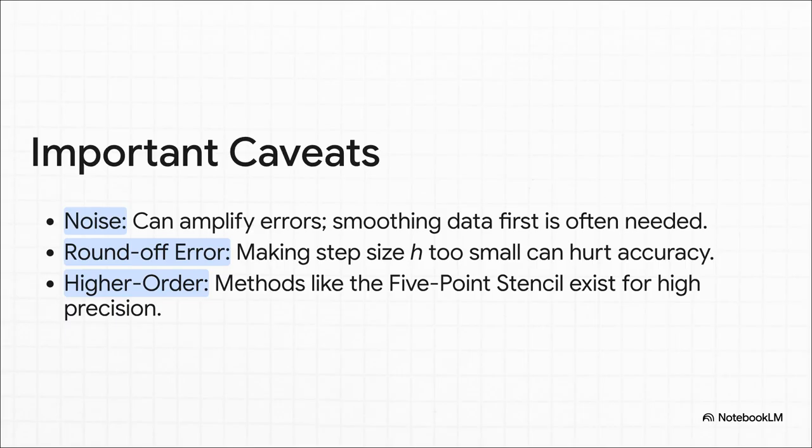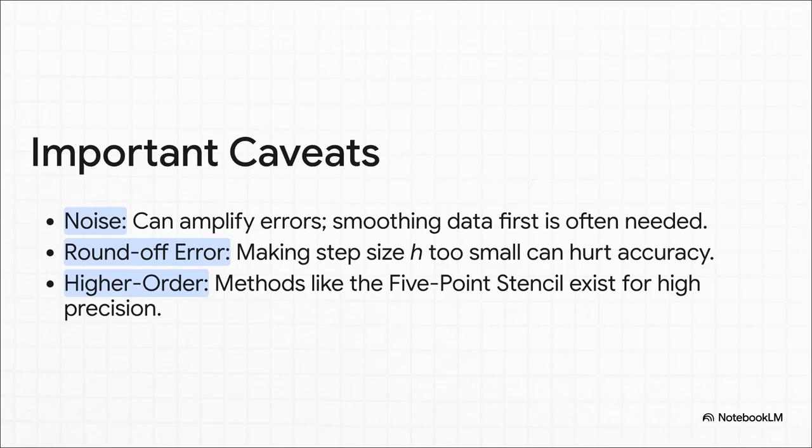Now, before you go and start applying this everywhere, there are a few really important warnings. First, let's talk about noise. Real data is messy, and these methods can sometimes accidentally make that noise look like a real change, so you often have to smooth your data out first. Second, and this one's a little weird, is something called round-off error. You'd think that making your step size h as tiny as possible would always be better, right? Well, because of the way computers store numbers, going too small can actually make your answer get worse.